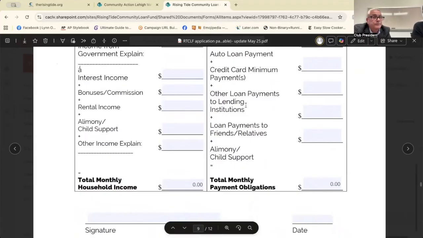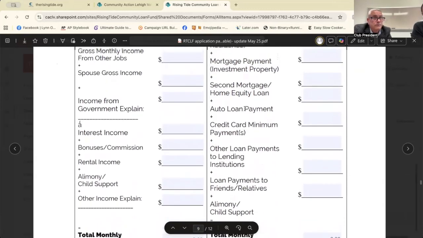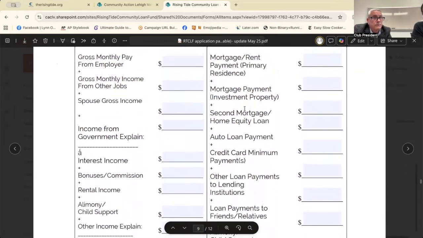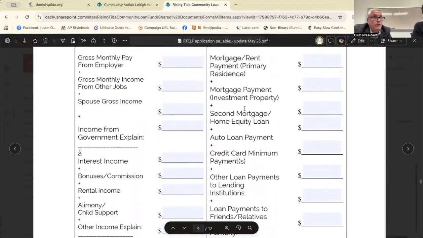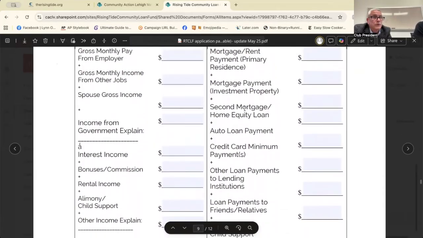Okay. If you are an owner of a business and you take a salary or a pay, that is what you will indicate in this line for gross salary. You do not put what the business profits at the end of the month. It's what you as a business owner take for yourself.